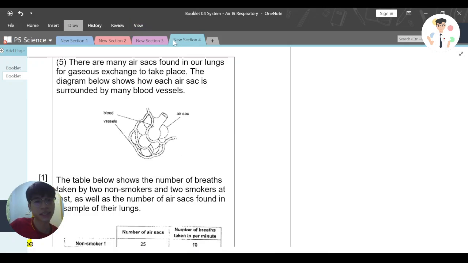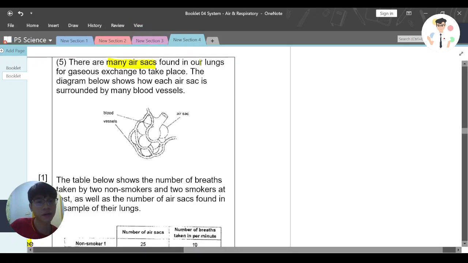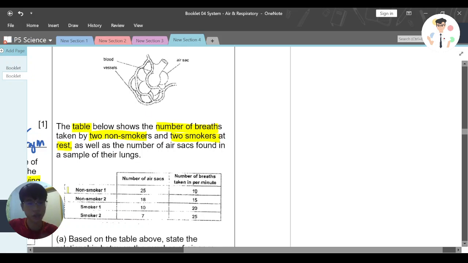So the question here says that there are many air sacs found in our lungs for gaseous exchange to take place. The diagram below shows how each air sac is surrounded by many blood vessels. So as you can see, this is what happened. The table below shows the number of breaths taken by two non-smokers and two smokers at rest. Means that they don't move, they're just sitting there, okay? As well as the number of air sacs found in the sample of their lung.